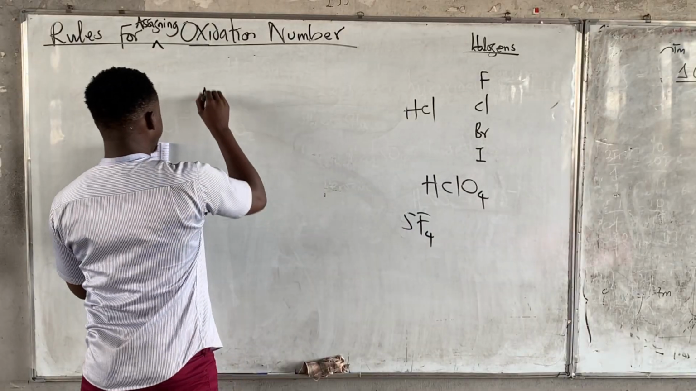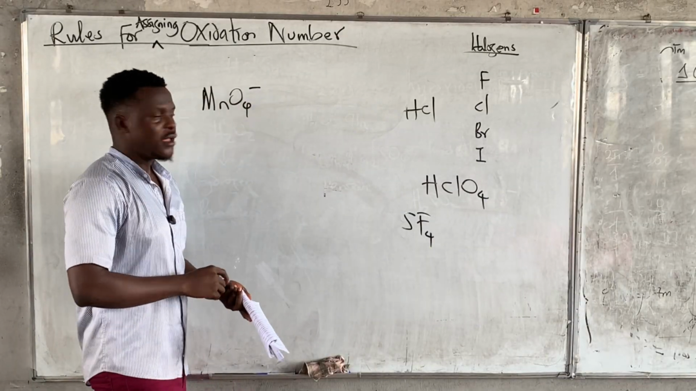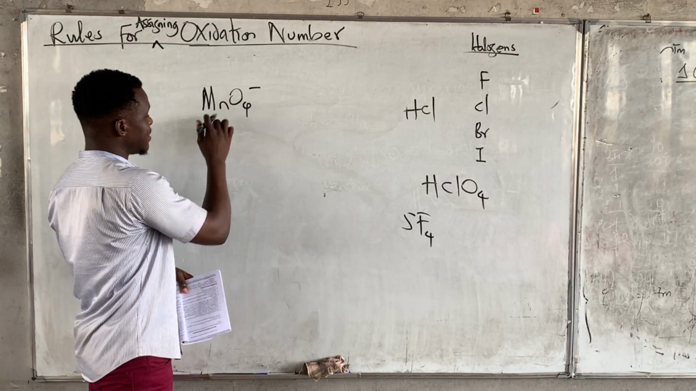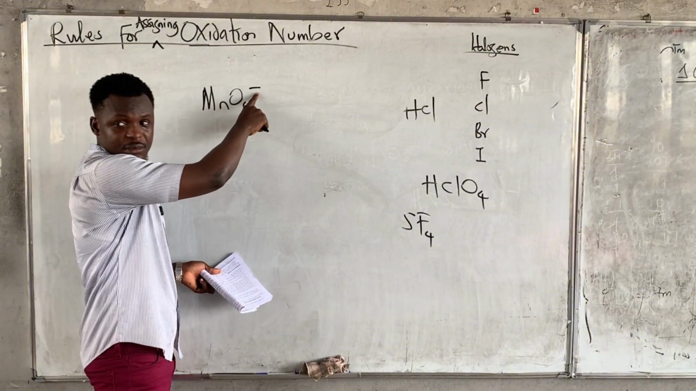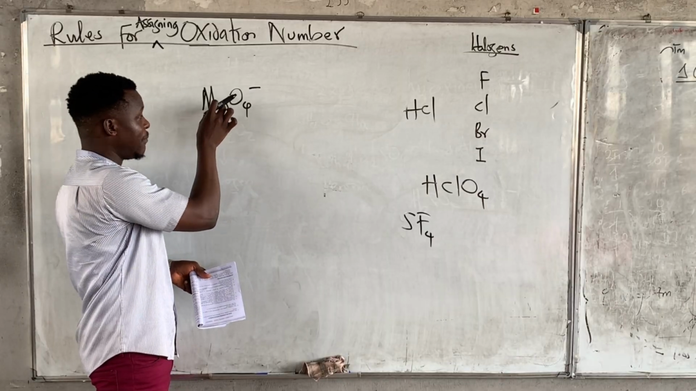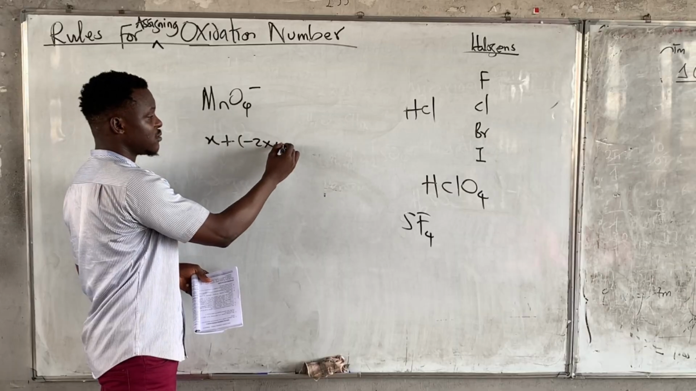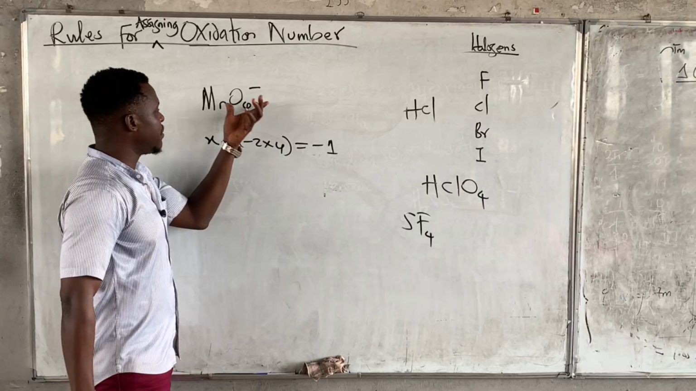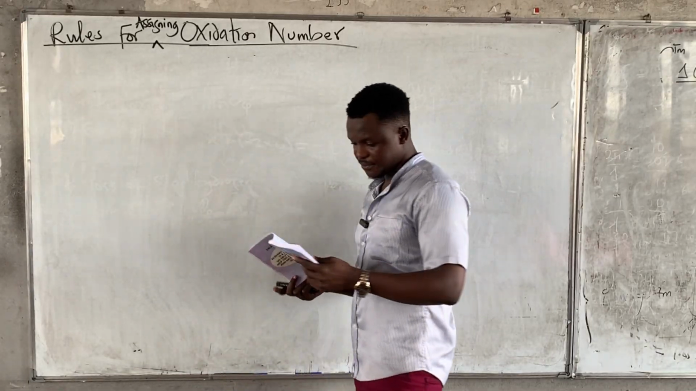Like, let's say MnO4 minus. I do not know manganese, but whatever its value is, if I add it to that of oxygen, it must give me -1. I always equate it to -1. So let's assume I'm asked to solve for manganese. Here it becomes X plus oxygen is -2 times 4, equals -1. So for a polyatomic ion, you equate it to the charge. So let's see a few questions.